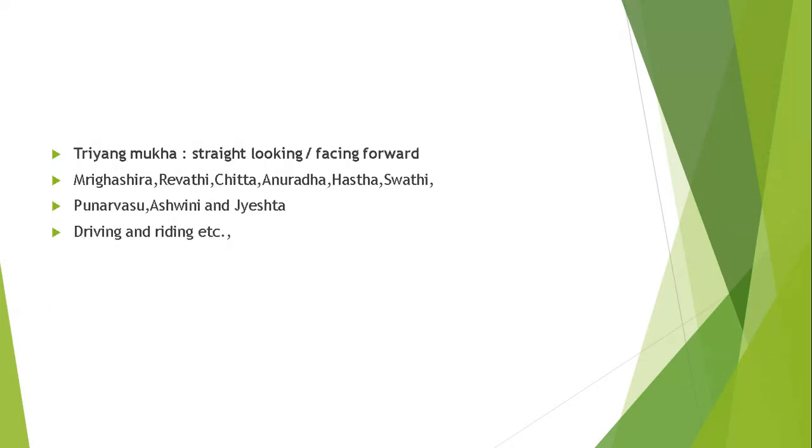Next, Tiryangmukha means which is straight looking or front facing. Like if you're sitting on a bike, you'll see the front. Like that, these are front facing nakshatras. They are Mrigashira, Revati, Chitta, Anuradha, Hasta, Swati, Punarvasu, Ashwini, and Jyeshtha. Like I said, driving, riding, and other activities which require forward vision. And even taking a travel, all those things will be in Tiryangmukha.